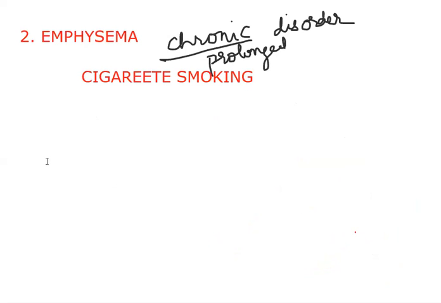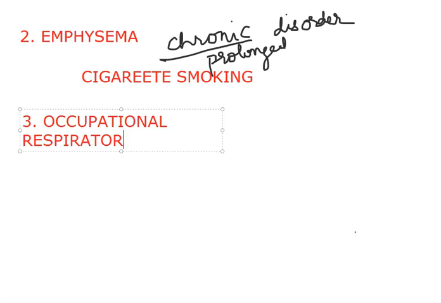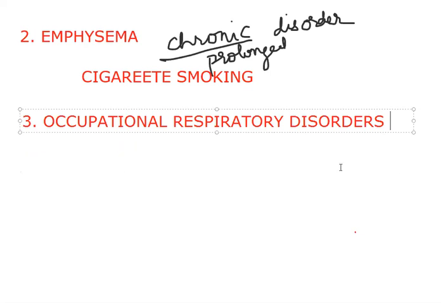Okay, next, the other occupational respiratory disorders. We need to follow through these occupational respiratory disorders. These are certain disorders that arise because of the place where we are working. The disorders based on the place where we work, we can say, are occupational disorders.